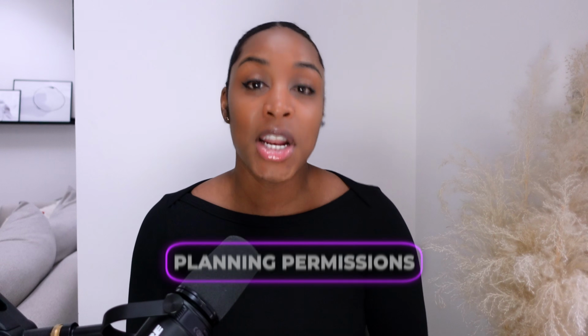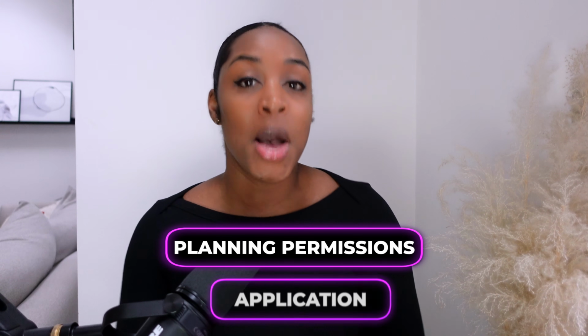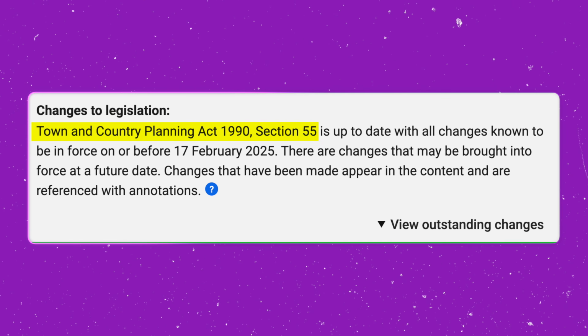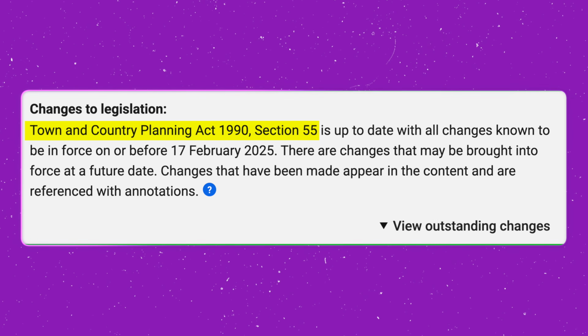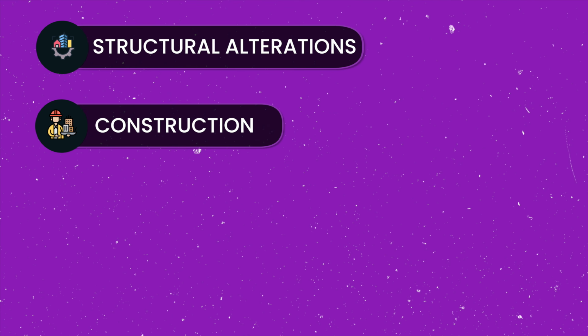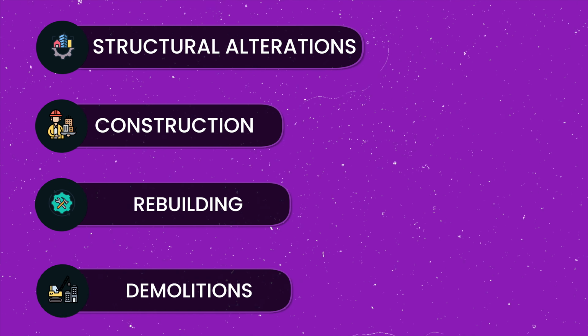You obviously do this by going in for planning permission and going through a whole application with them. Planning permission is needed if the work that you are proposing actually meets the definition of development. This definition is set out in section 55 of the Town and Country Planning Act 1990. So this can include structural alterations, any type of construction, and rebuilding, and most demolitions.